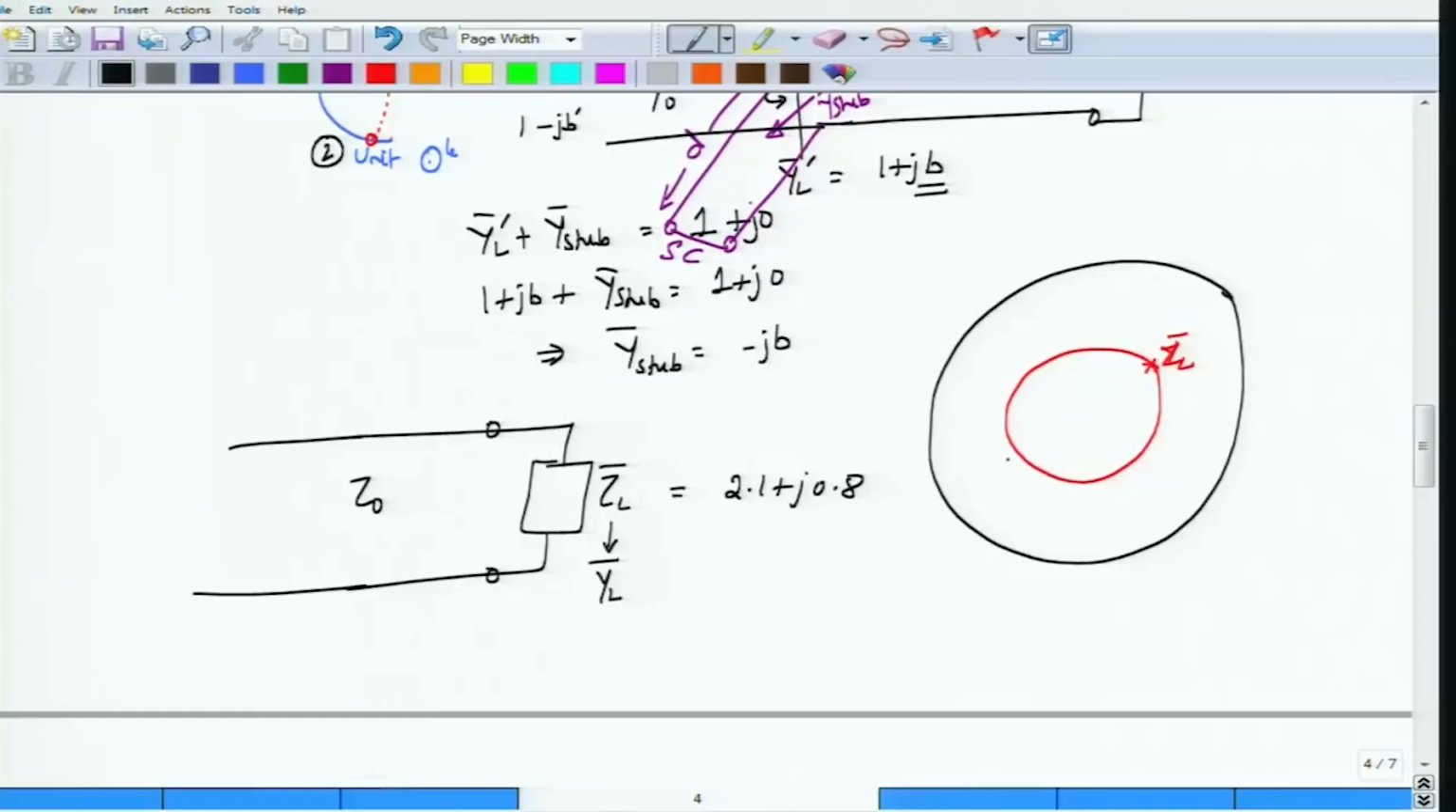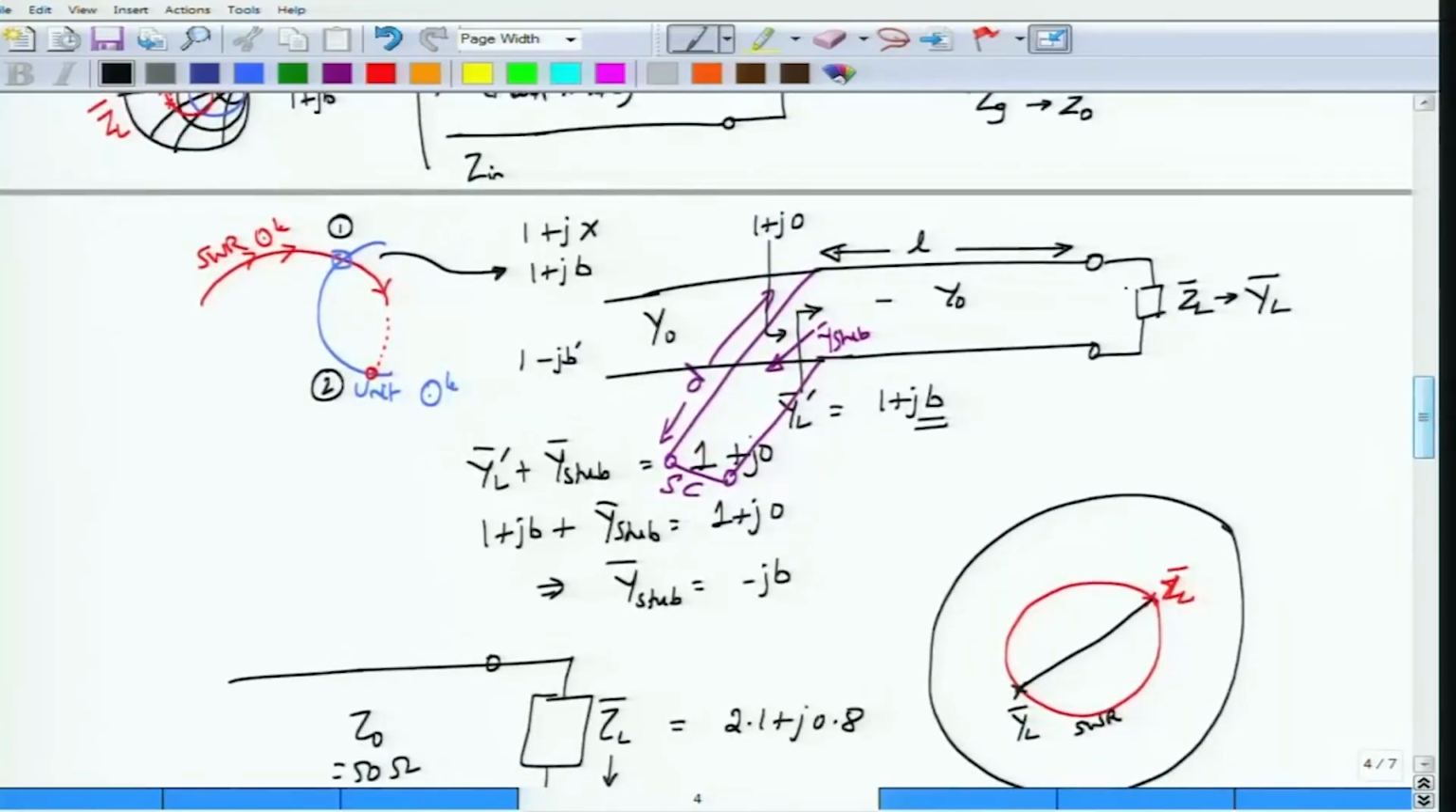How do I obtain the admittance YL bar? On the SWR circle I have to move 180 degrees, which means I have to find the diametrically opposite point to obtain YL bar. You can find out what the SWR is for this one, or assume that the SWR is given to you. So I have obtained YL bar by moving along the SWR circle, and this is your starting point.